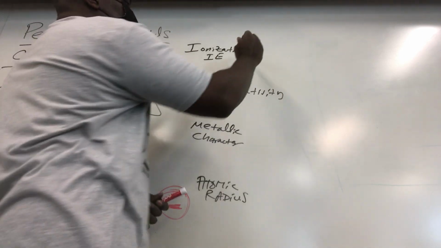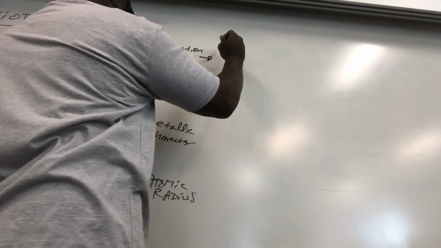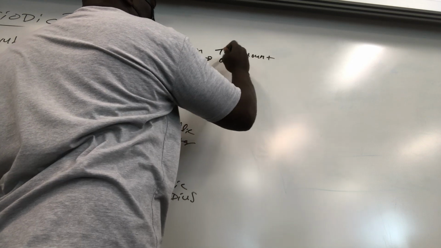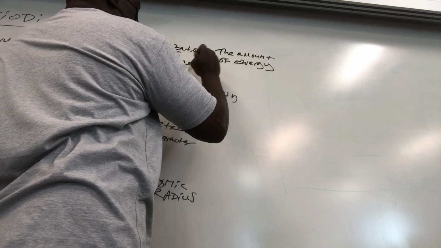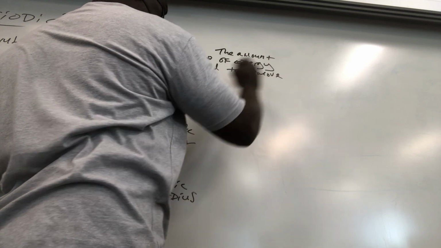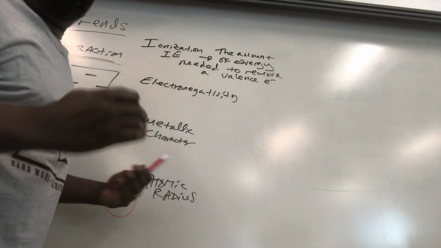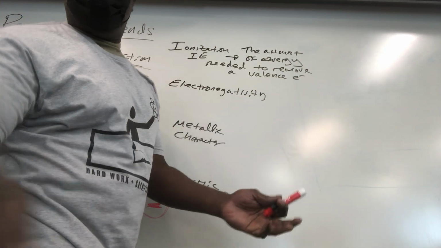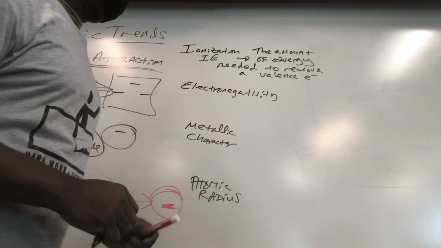Ionization energy, right, is simply, I'm abbreviating this definition, the amount of energy needed to remove a valence electron. The amount of energy needed to remove a valence electron. Now in college textbooks, it's removing a valence electron of a loosely held gas atom, blah, blah, blah. Don't stress that too much, okay? No problem.